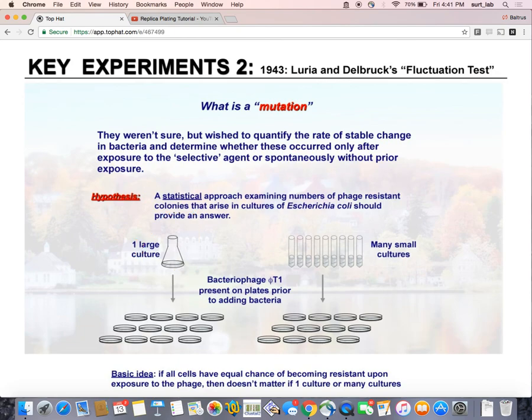The difference between how those colonies grow up allows you to test when mutations occur. If all cells have an equal chance of becoming resistant upon exposure to phage, so that cells only become resistant after the phage is added, it doesn't matter if you grow up 1 mil in 20 cultures or 20 mils in one culture. You're plating the same amount of bacteria on each plate. If you only put the phage on the plate after the bacteria are there, the chance of mutations happening is the same, if mutations only happen after exposure.